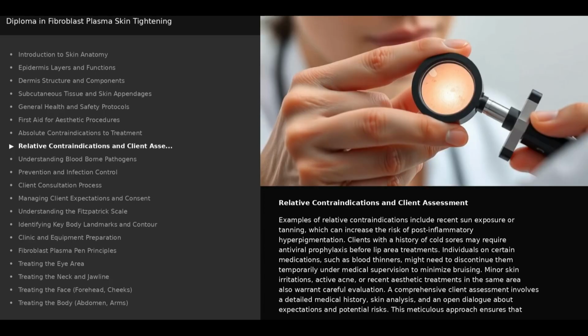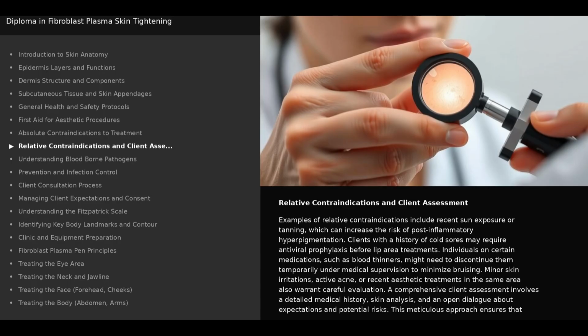Examples of relative contraindications include recent sun exposure or tanning, which can increase the risk of post-inflammatory hyperpigmentation. Clients with a history of cold sores may require antiviral prophylaxis before lip area treatments. Individuals on certain medications, such as blood thinners, might need to discontinue them temporarily under medical supervision to minimize bruising. Minor skin irritations, active acne, or recent aesthetic treatments in the same area also warrant careful evaluation.